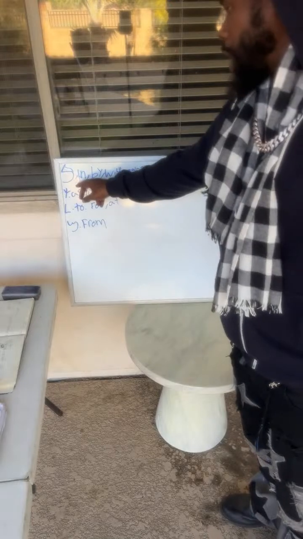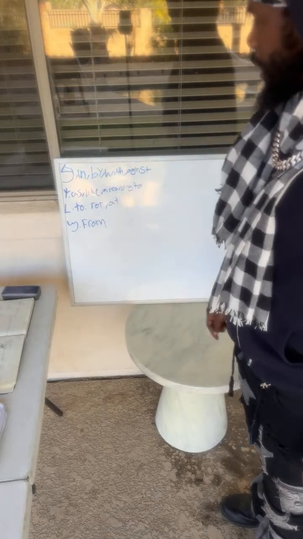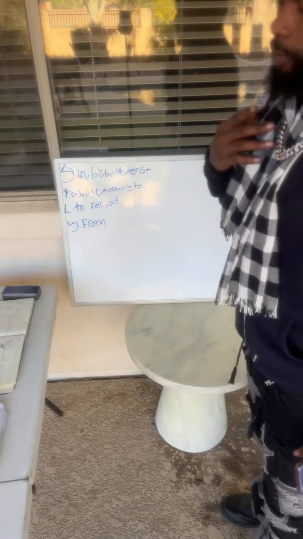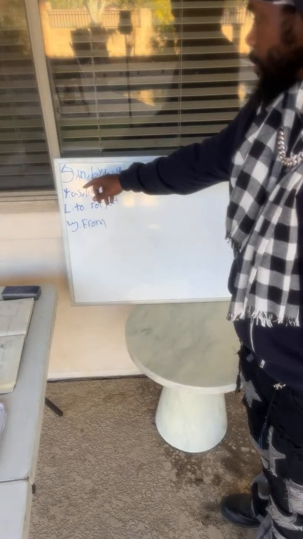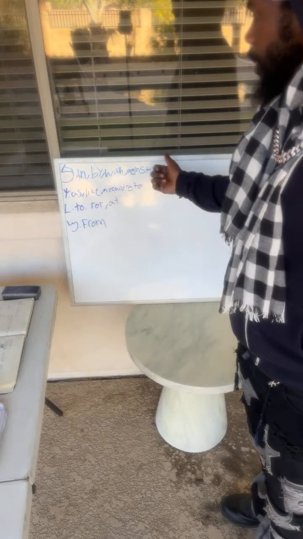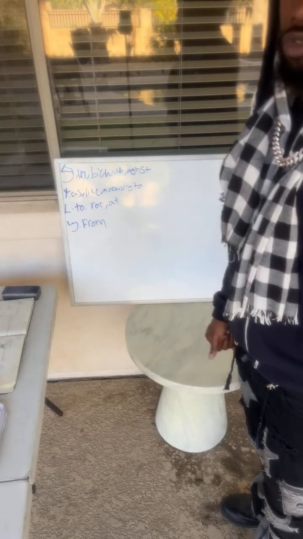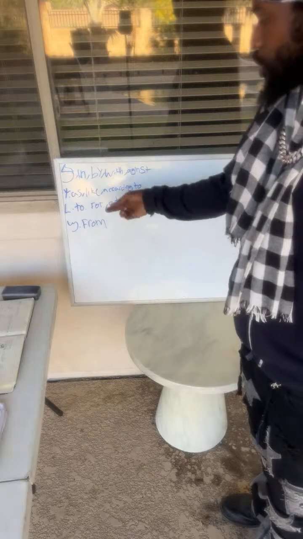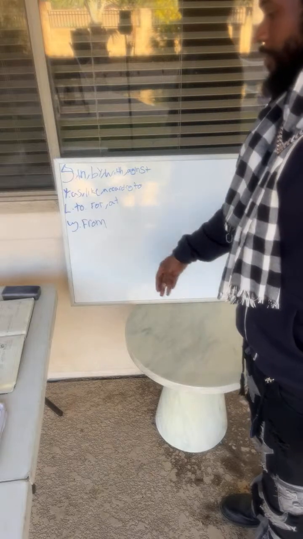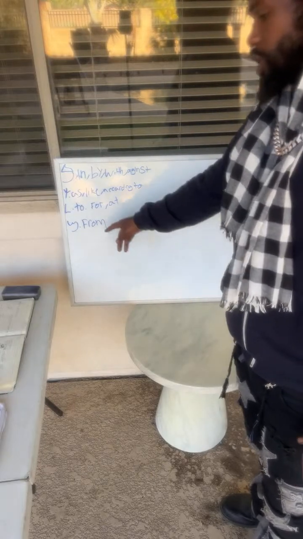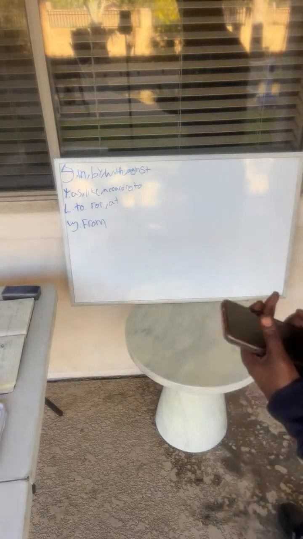This is ba, ka, la, ma. You got ba, which is in, by, with, or against. You got ka, which is as, like, or according to. You have la, which is to, for, at. You have ma, which is from. This is a joint preposition.